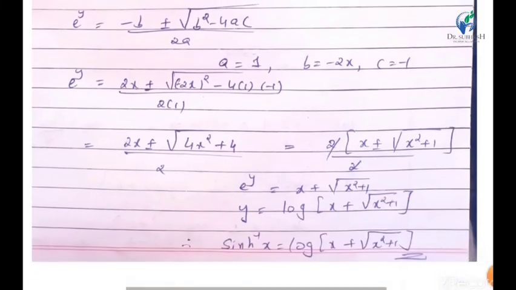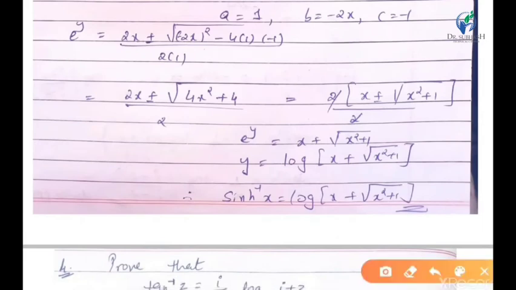Now we have taken 2 common, and the inner portion will be x plus or minus square root of x squared plus 1, and this 2 will get cancelled out. So here we get e raised to y equal to x plus square root of x squared plus 1. We have considered here only the plus sign because in the proof we only need the positive sign. There is no need of the negative sign, so we can ignore it.